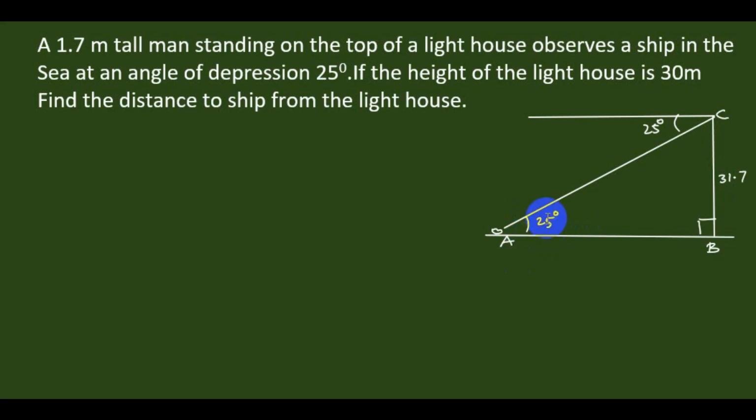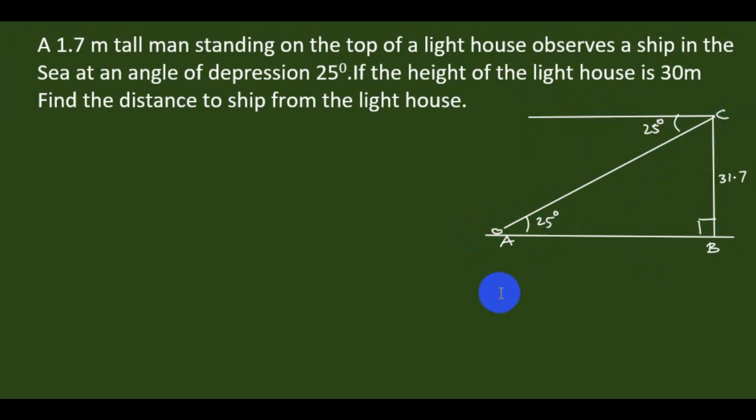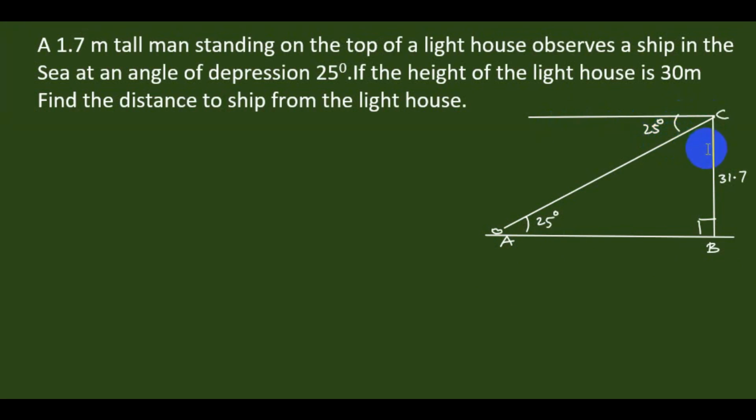It is 25. Why? Because these are parallel lines. This one acts as a transversal. Therefore, these are alternate angles. They are equal. Because this angle will be 90 degree. Here this total angle will be 90 degree. If this one takes 25 degree, this will be 65 degree.